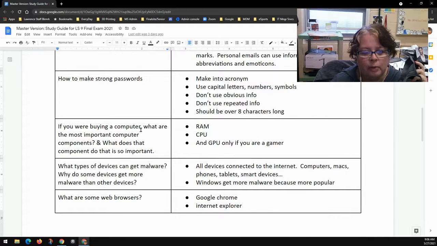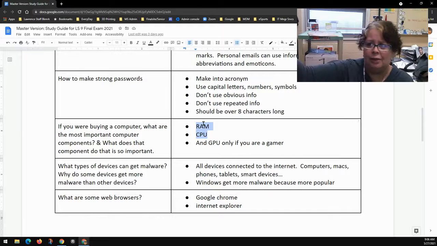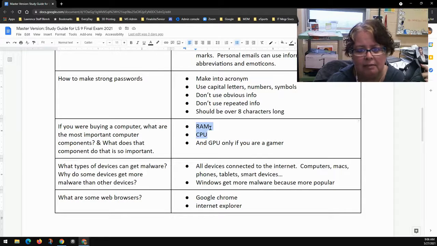If you're buying a computer, what are the 2 most important components, and what do these components do? The 2 most important things you need to consider are your CPU, which is the brains of your computer, the main processor, and the RAM, which is the short-term memory. The more RAM you have, the more things you can have open at one time. So if you're like Cam and you have like 60 tabs open, you need a lot of RAM. The higher your CPU, the more higher functions you can perform and perform well.